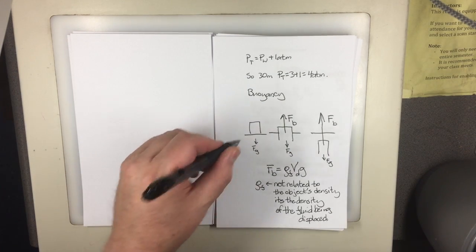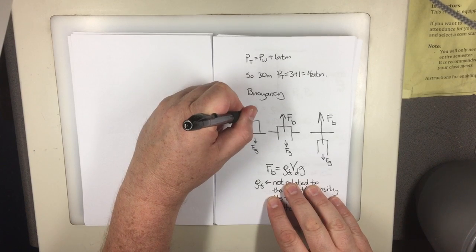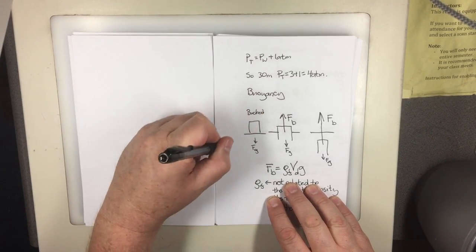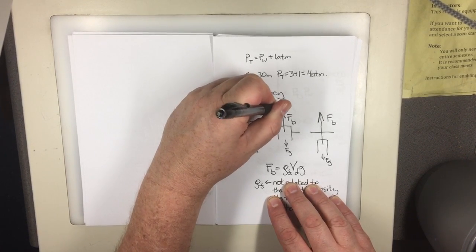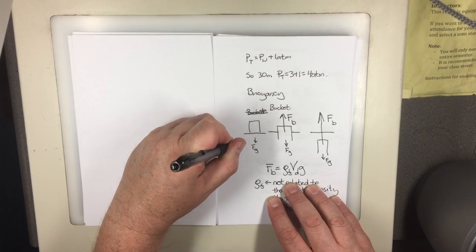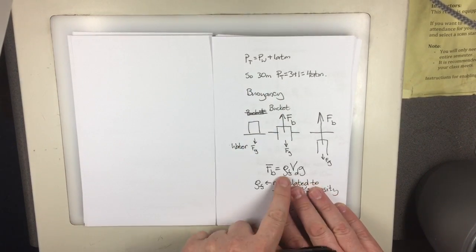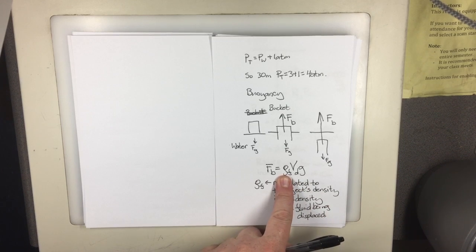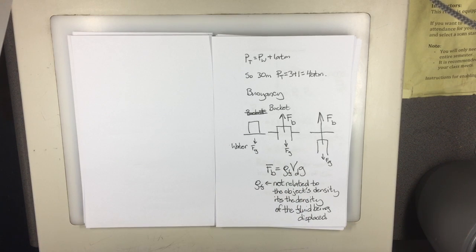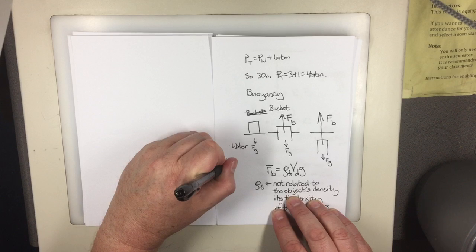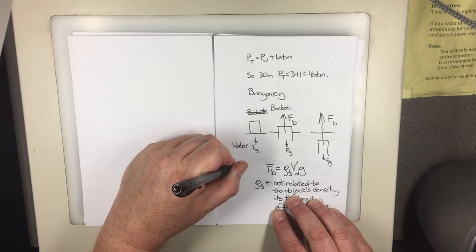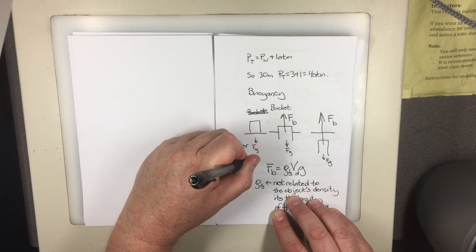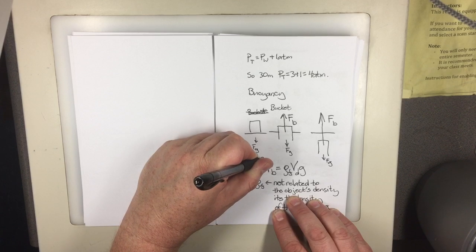So if you have, this is the bucket and water, this density is not the density of the bucket, and it's not the density of air which is in the bucket. It is the density of the water being displaced. Now let's say that the volume of the bucket is 1/10 of a cubic meter.